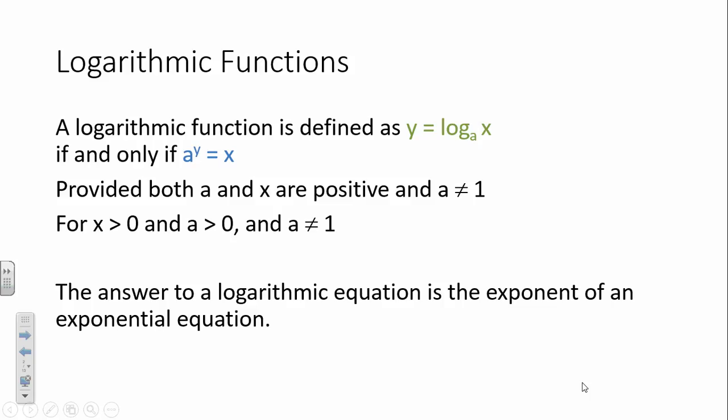So just as addition and subtraction are inverse operations, exponential functions and logarithmic functions are inverses of each other. So we define a logarithmic function as y equals log base a of x, if and only if a to the y equals x. Caveat here, a and x have to be positive, and a can't be 1. For x greater than 0 and a greater than 0, a not equal to 1.